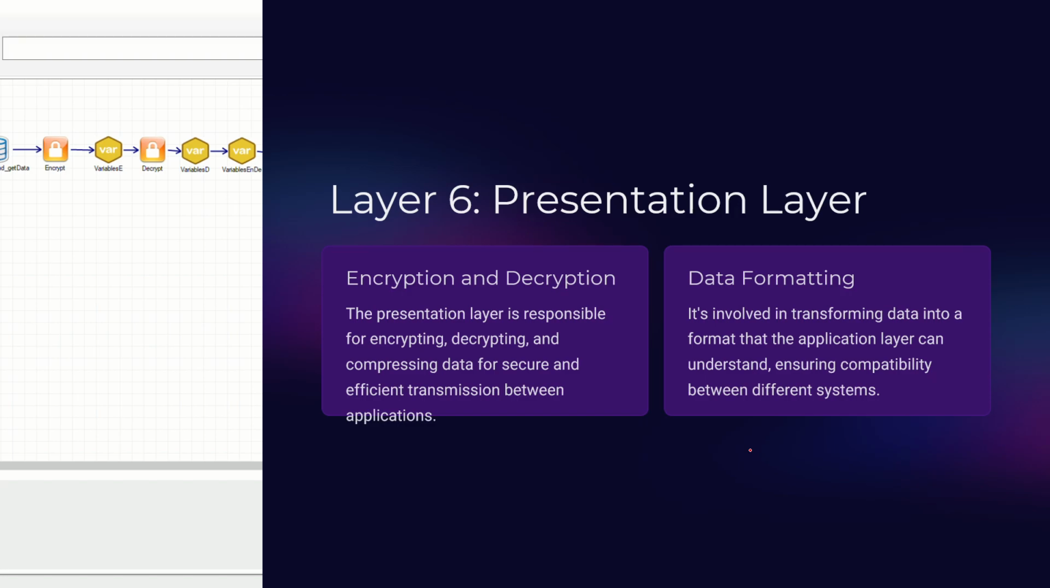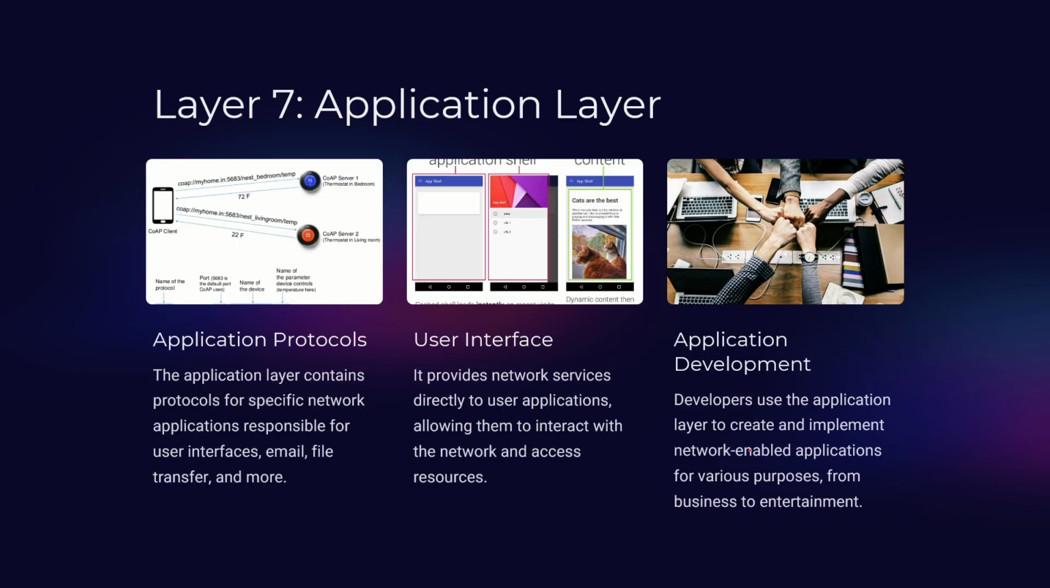Then the presentation layer: encryption and decryption. The presentation layer is basically responsible for encrypting, decrypting, and compressing the data for secure and effective transmission between applications. Data formatting is all about transforming data into a format that the application layer can understand, ensuring compatibility between different systems.